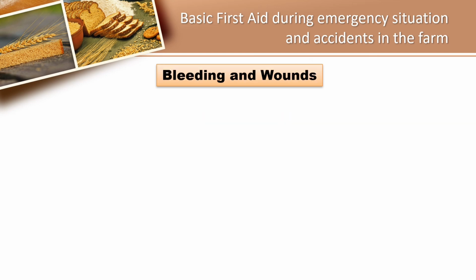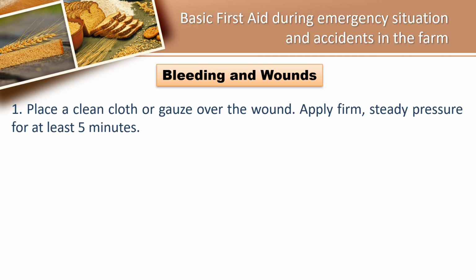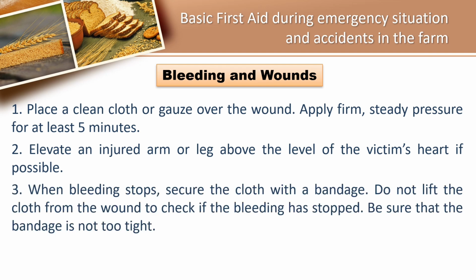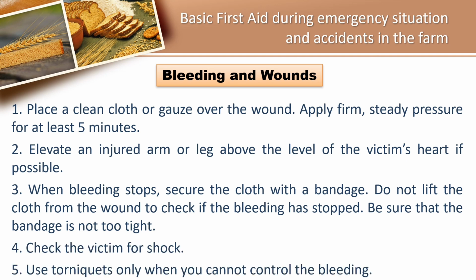Bleeding and wounds. 1. Place a clean cloth or gauze over the wound. Apply firm, steady pressure for at least 5 minutes. 2. Elevate an injured arm or leg above the level of the victim's heart if possible. 3. When bleeding stops, secure the cloth with a bandage. Do not lift the cloth from the wound to check if the bleeding has stopped. Be sure that the bandage is not too tight. 4. Check the victim for shock. 5. Use tourniquets only when you cannot control the bleeding.